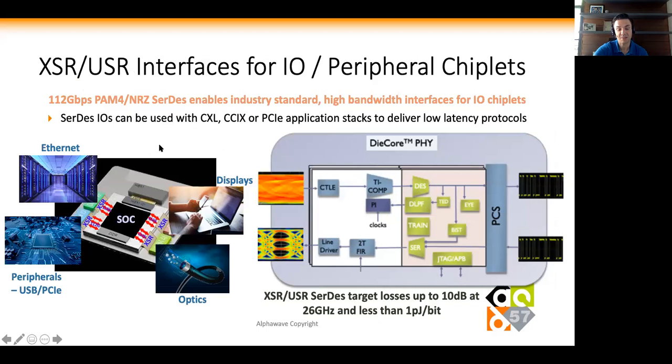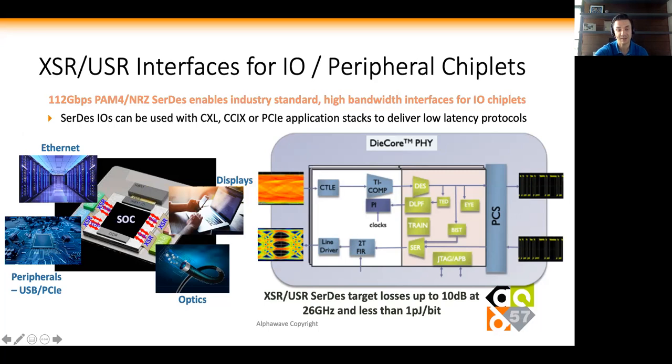This next standard is not based on a single-ended memory-like signaling, but rather it's built on high-speed serial signaling. There are two standards that have been defined for this: XSR, which is driven by IEEE as well as OIF, and USR, which is also driven by an industry standard body. Both of these signaling schemes are built on high-speed SerDes interfaces operating up to 112 gigabits per second. These interfaces are used in applications such as CXL, CCIX, as well as PCIe to create low latency, very high bandwidth protocols. Unlike the parallel signaling methods I have shown in the previous slides, these schemes, because of their signal integrity and equalization capability, don't require interposers, but can operate directly off of organic substrates.